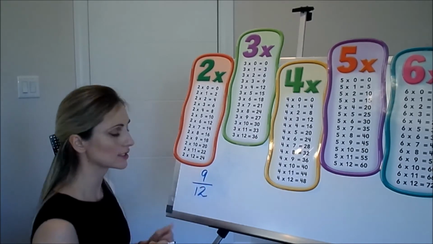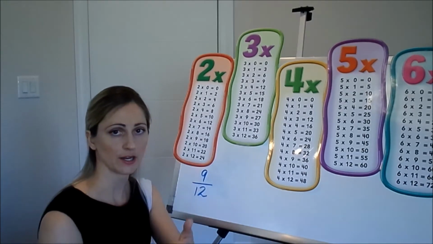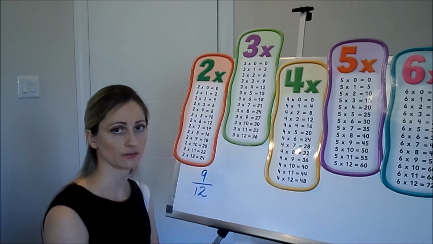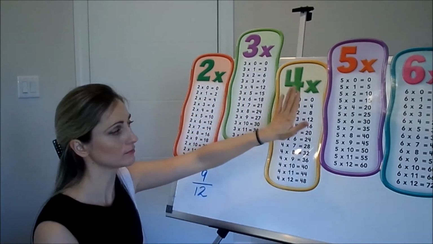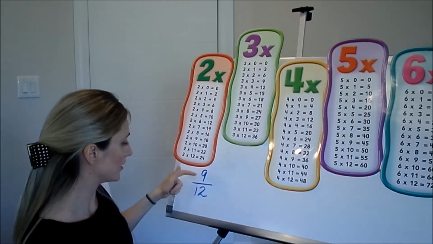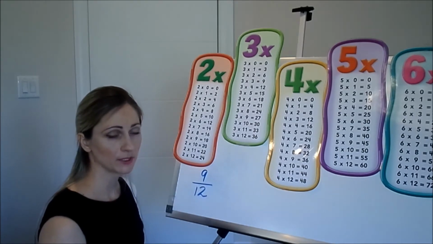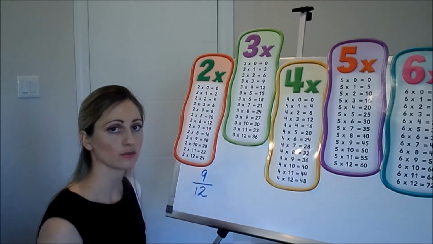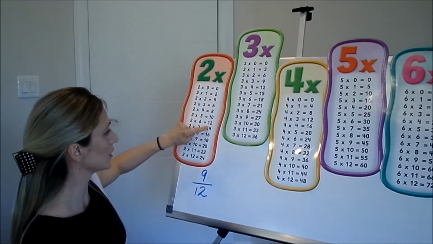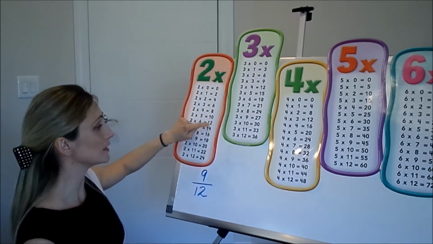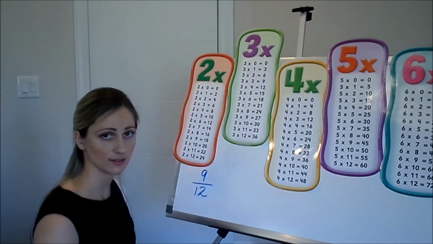So 9/12. When I want you to reduce a fraction, the first thing you're going to ask yourself is, is there a multiplication train that both 9 and 12 can be found on? What multiplication train are 9 and 12 multiples of? Will you find 9 and 12 on the 2 multiplication train? 9 isn't here. 12 is, but 9 is not. So 2 cannot divide this fraction.